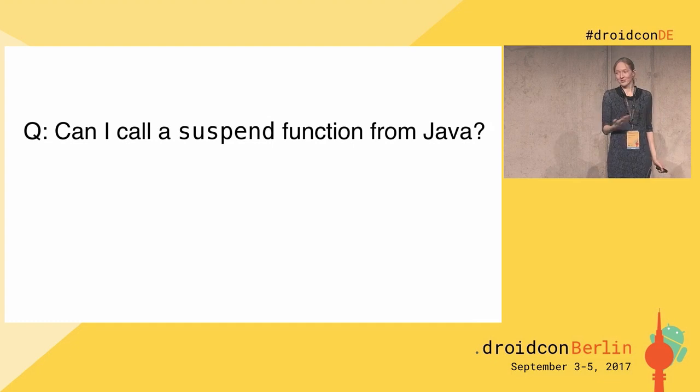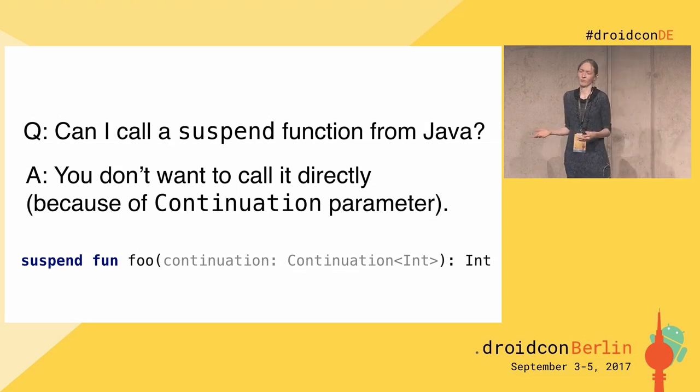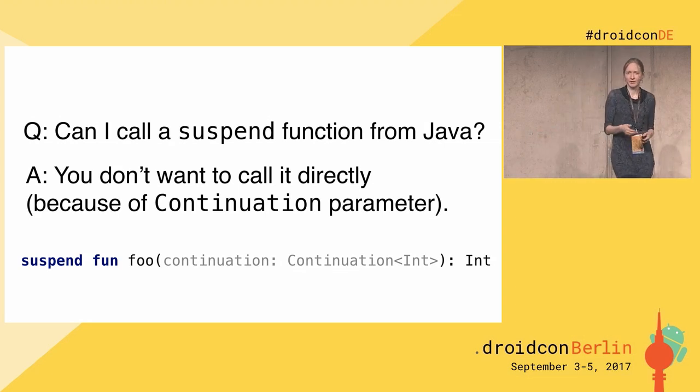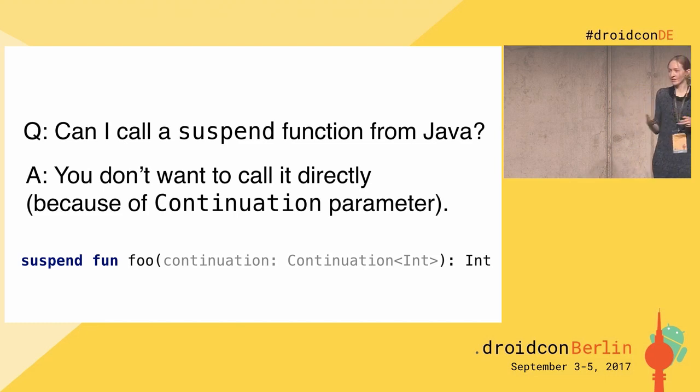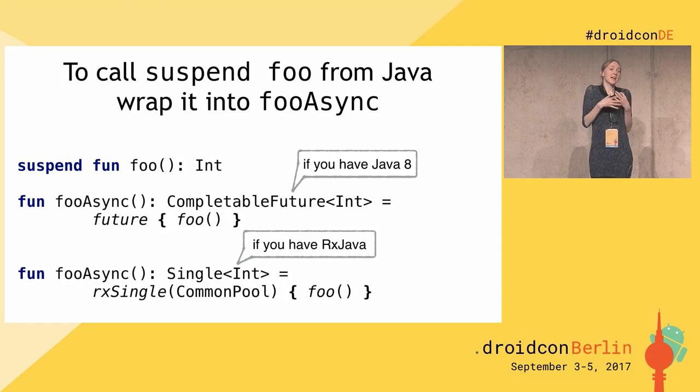I've already shown you, and the answer is that probably you don't want to call it directly, because to call it you have to provide this continuation parameter. The Kotlin compiler somehow does all the magic, but with Java you have to do it by hand, and it's not the way it was intended to be done. So it's possible, but probably not the best idea. However, there is an easy way to interact with Java.